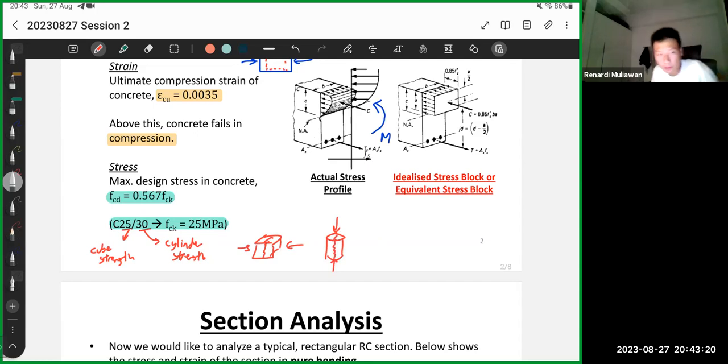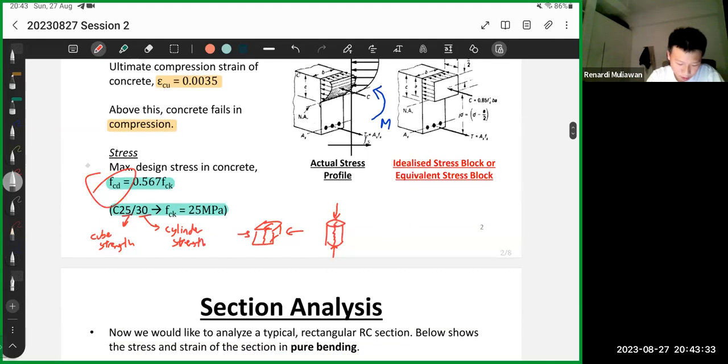Yeah, so we use the cube strength. If I'm not wrong, I often flip the two. But basically just take the first number. So that's the stress in concrete.